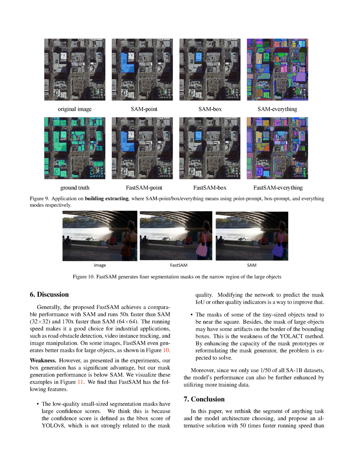In terms of performance, FAST achieves comparable results to the method we compared it with, while being significantly faster. It runs 50 times faster than the 32x32 method and 170 times faster than the 64x64 method. This makes FAST a suitable choice for various industrial applications, including road obstacle detection, video instance tracking, and image manipulation. Interestingly, on certain images, FAST even produces better masks for large objects, as illustrated in the figure.